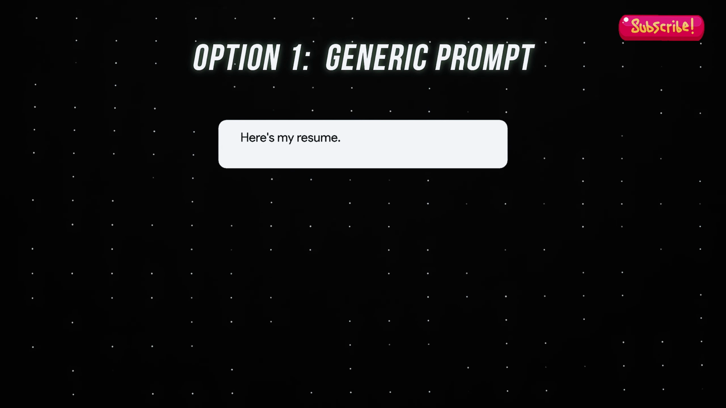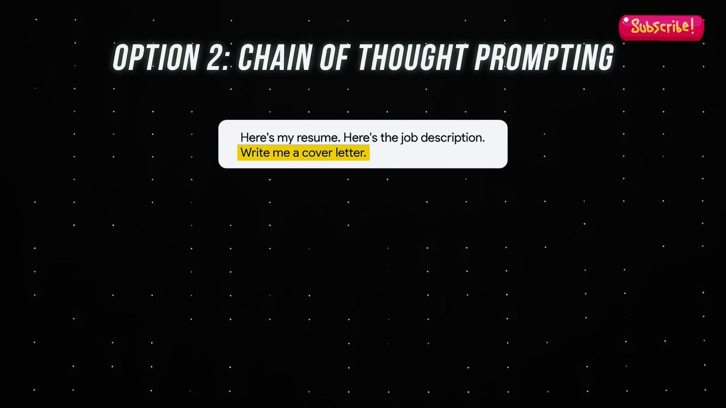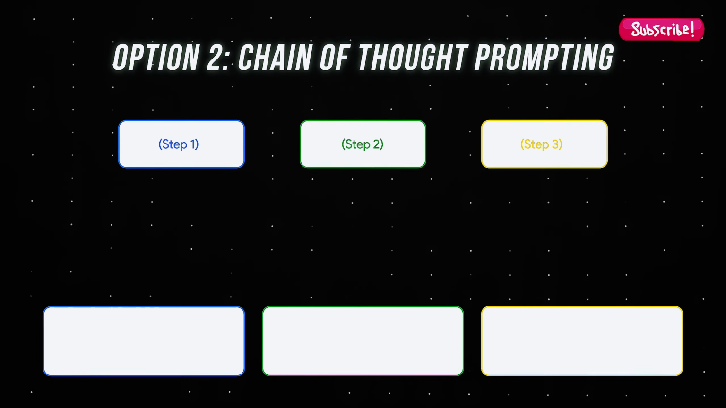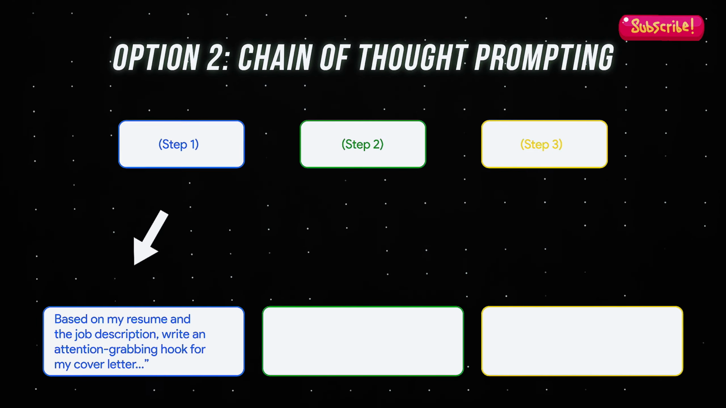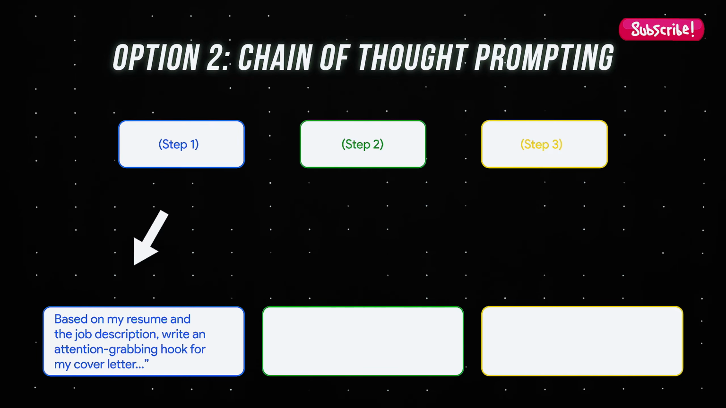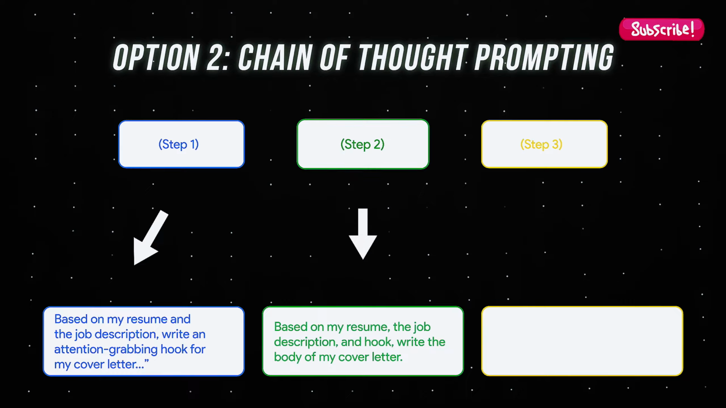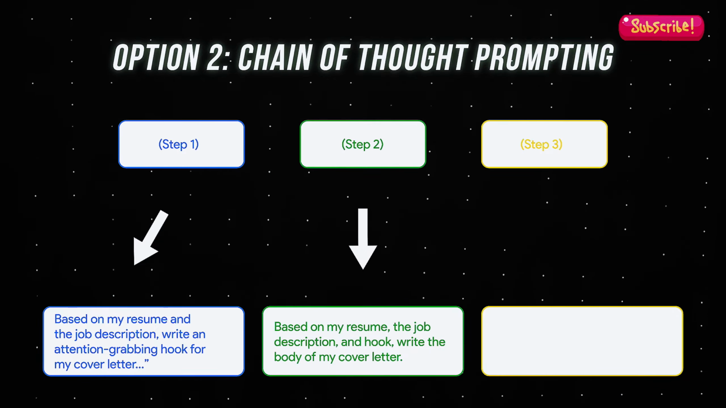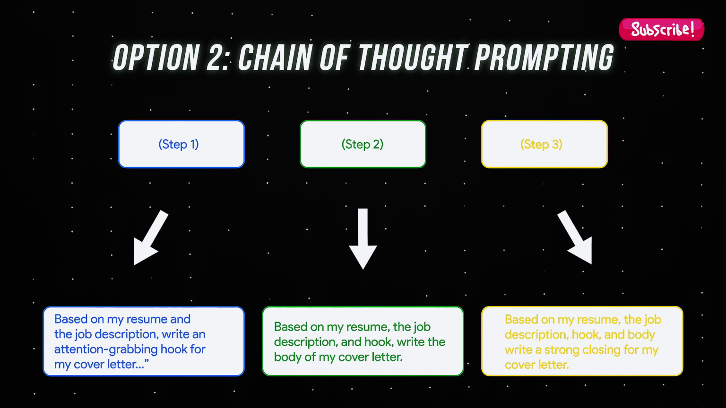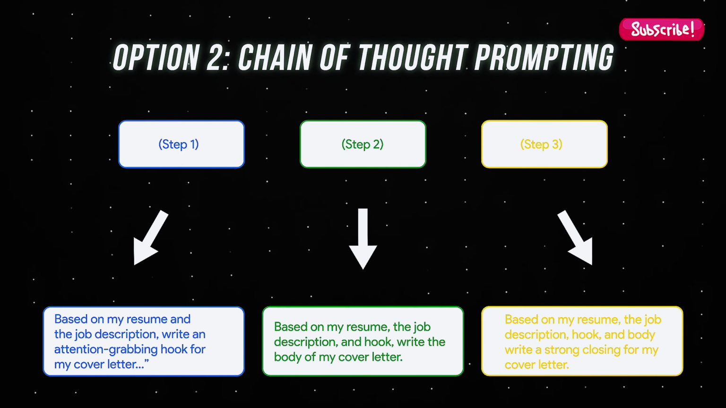Option 1. You share your current resume and the job description with the chatbot and just prompt it to write you a cover letter. Option 2. With chain of thought prompting, you break the large task, writing an entire cover letter, into manageable steps. With step 1 being, based on my resume and the job description, write an attention-grabbing hook for my cover letter. Then, after making some minor tweaks to the hook paragraph, step 2 would be pasting that back into the chatbot and asking it for the body paragraph. Rinse and repeat for the closing paragraph.